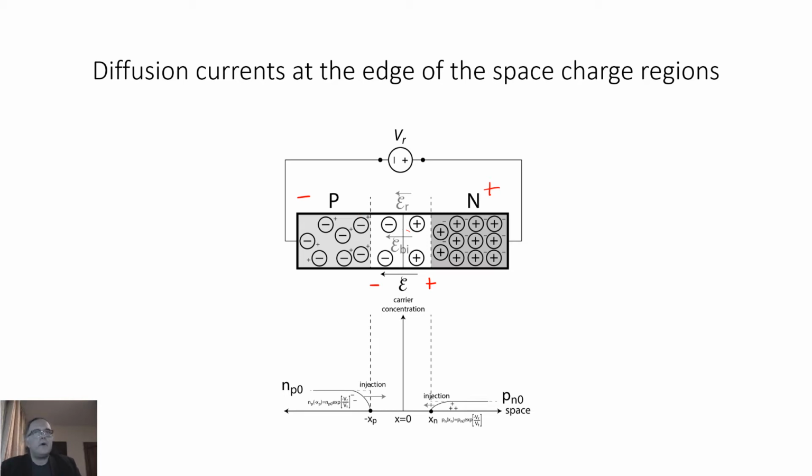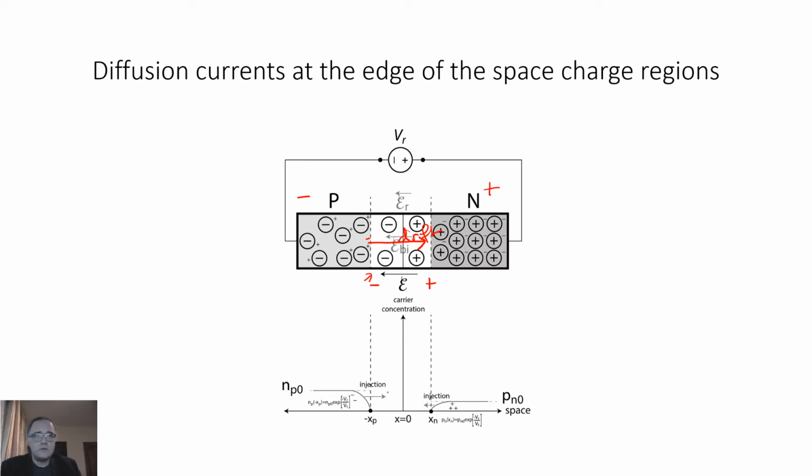Even more, if we look at the vicinity of the space charge region on the P side, the existing minority carriers, electrons, so the electrons are the minority carriers in the P side, are swept to the other side through drift forces due to the increased electric field.